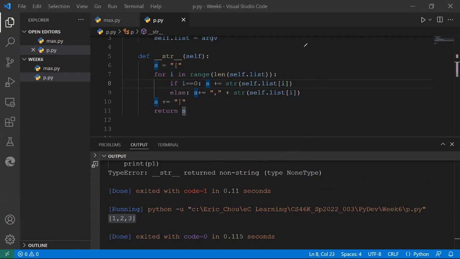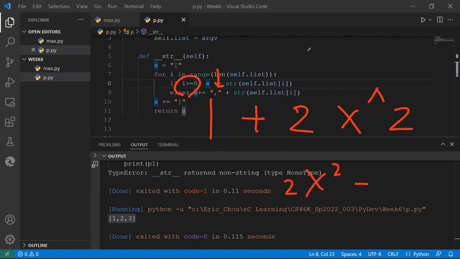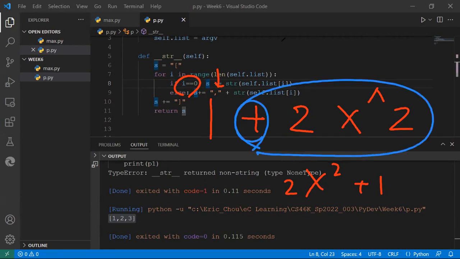Okay, so the first one, if the index equals 0, you just print the coefficient without x, right? And that's the first one. When i equals 0, you do this. When i does not equal 0, you do plus, and then your coefficient, say 2. Then print x, and then cap, and then your index. This one will be 2x squared plus 1. If the coefficient equals 0, you don't print. You bypass it. If the coefficient does not equal 0, you print a plus sign with the coefficient, and x with the index. Okay, gotcha.